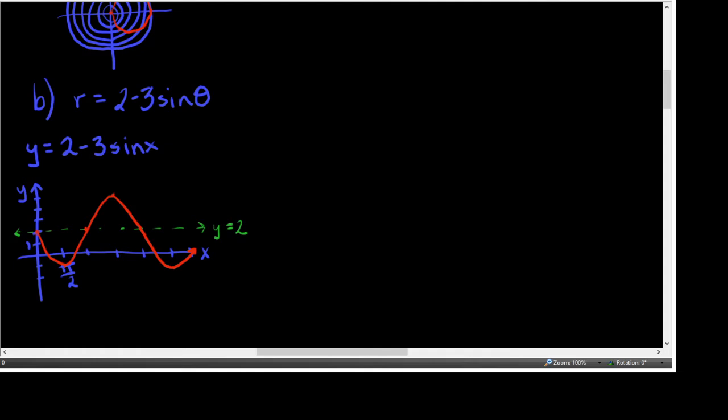Now, let me, oh, wow, that was not straight. Let me try again. All right. It was kind of straight. It wasn't vertical. That's what I meant to say. Now, the y, remember, is replacing r. So if you look at the y values, the highest is 5 and the lowest is -1.